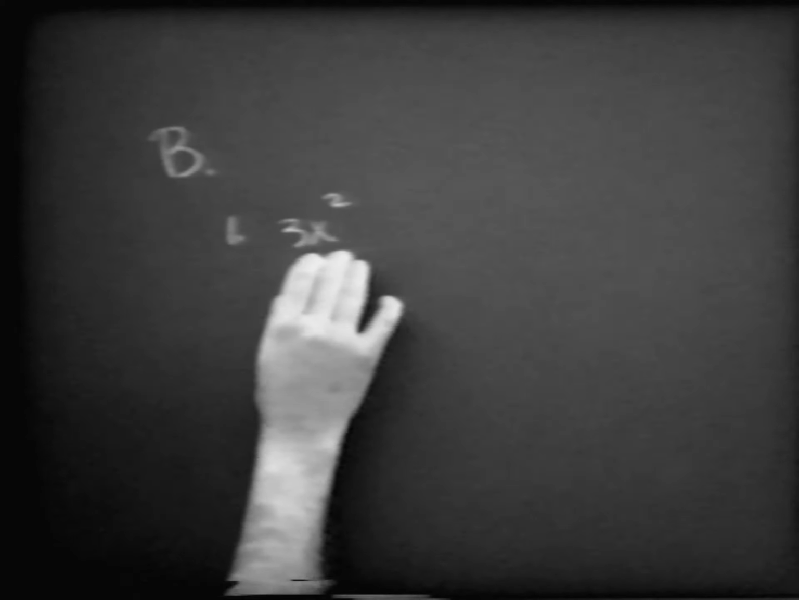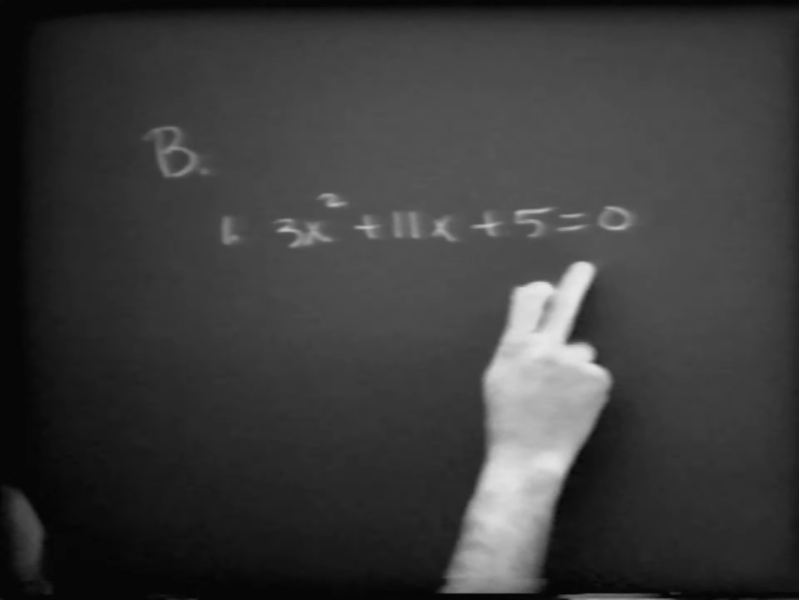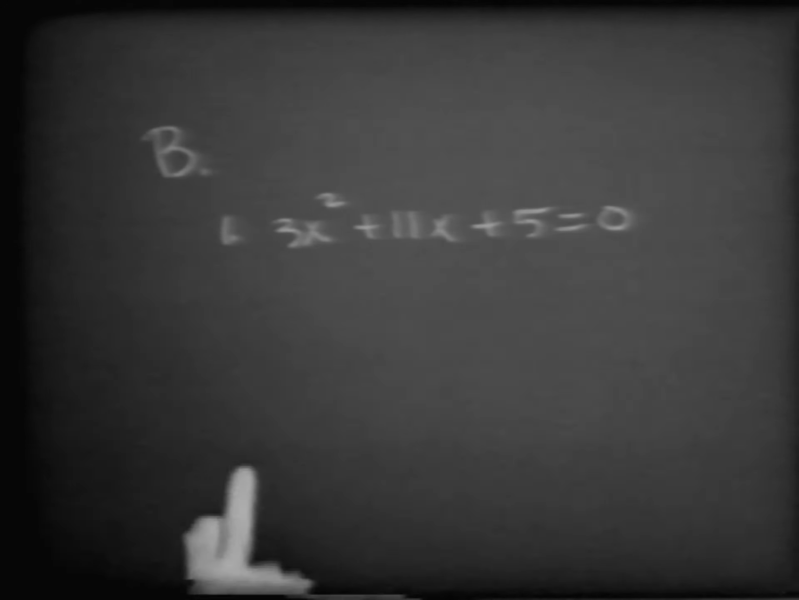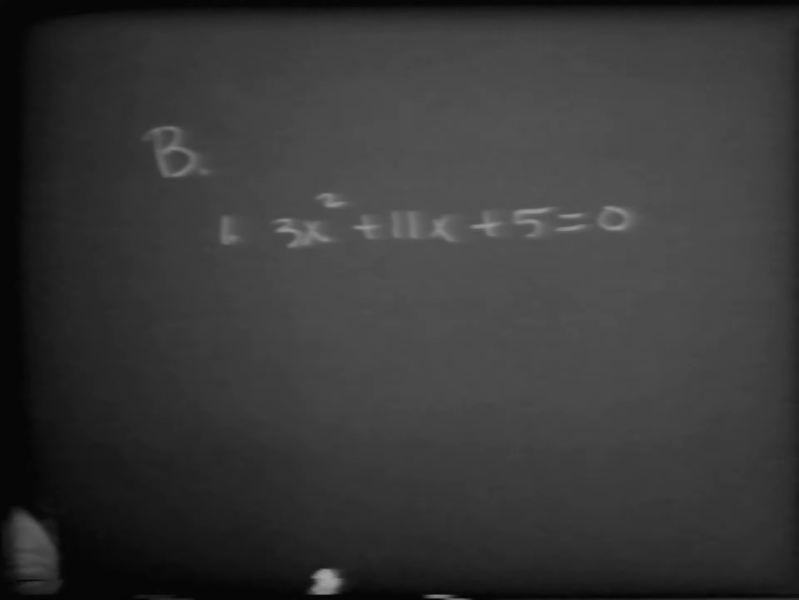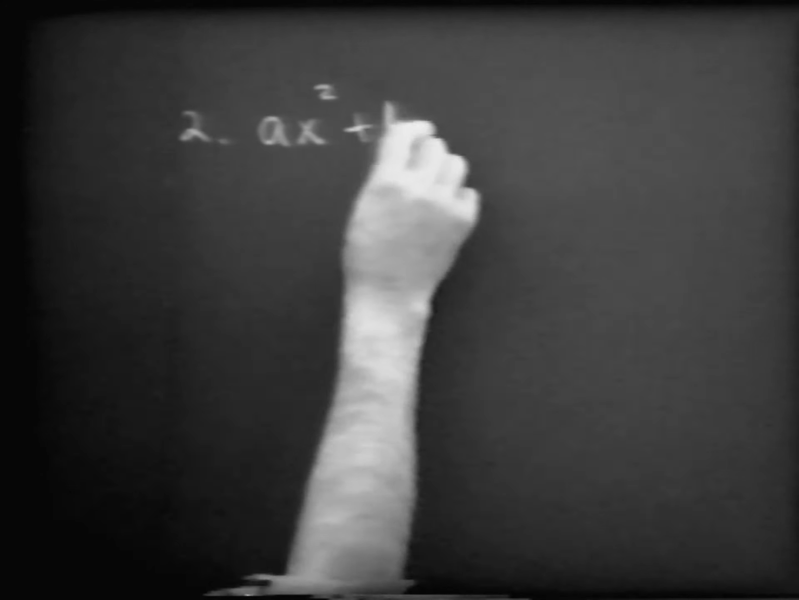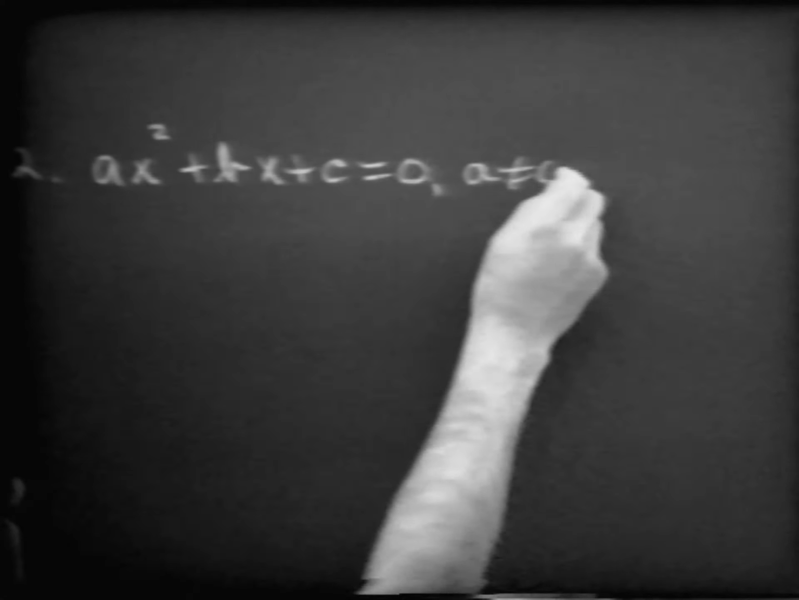Now, let's look at this next idea. Suppose the pattern were 3x squared plus 11x plus 5 is equal to 0. Now what we want to do is to solve this equation. We want to find the number or numbers for x which will make this sentence true. What I'd like to do is to come over here and write the general case, ax squared plus bx plus c is equal to 0, where of course a cannot be equal to the number 0.